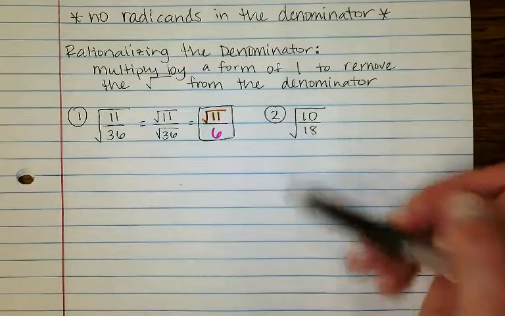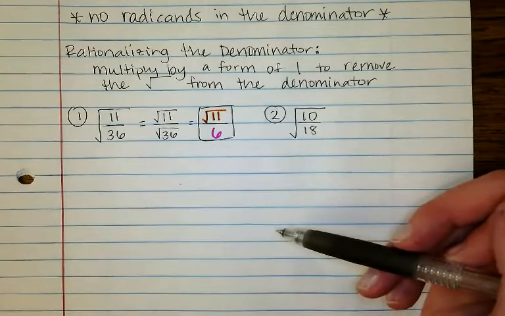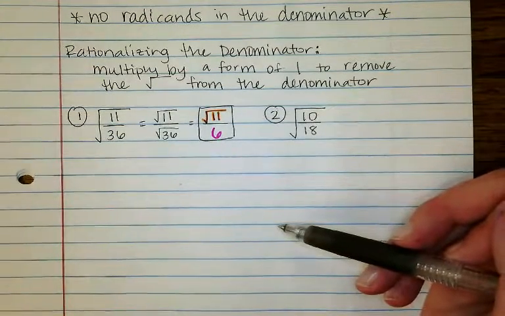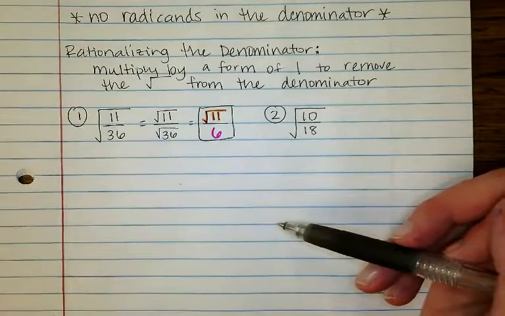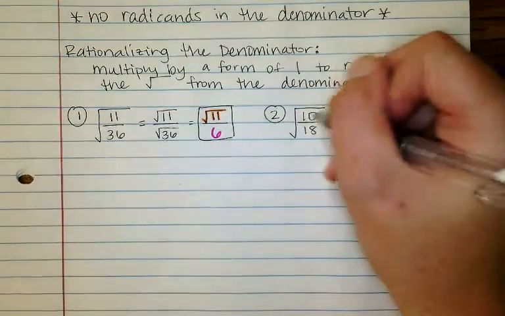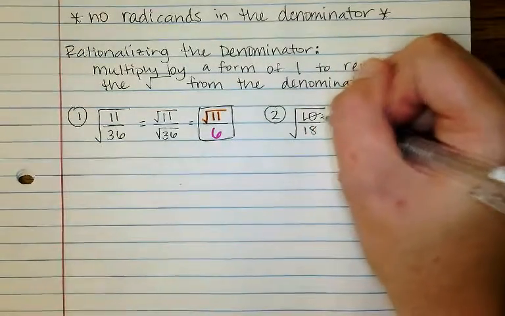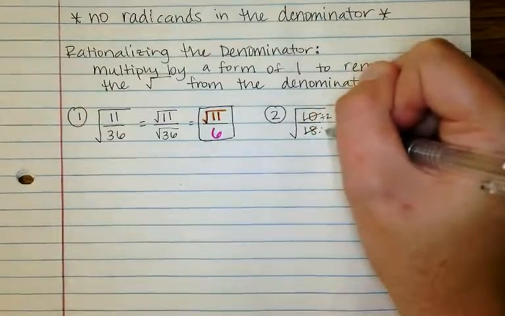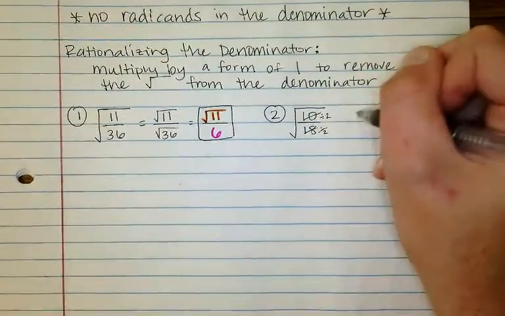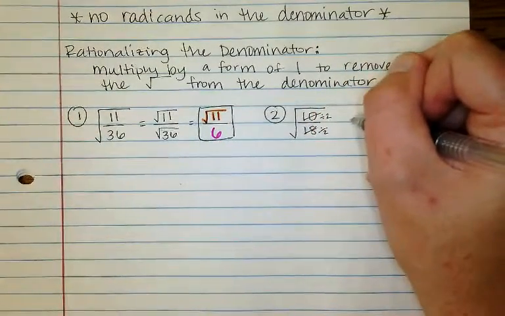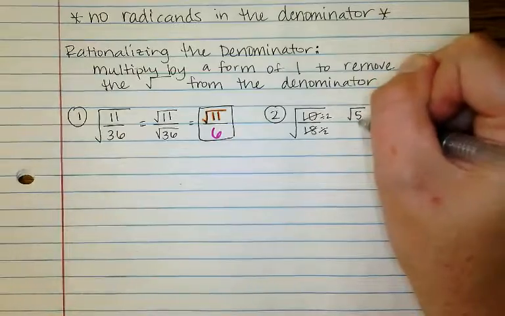Yeah, they're both divisible by 2, right? If we divide them both by 2, then this is going to actually be the square root of 5 over the square root of 9. Is that easier to simplify? Yes, that is going to be so much easier.